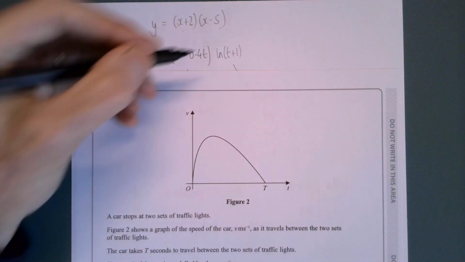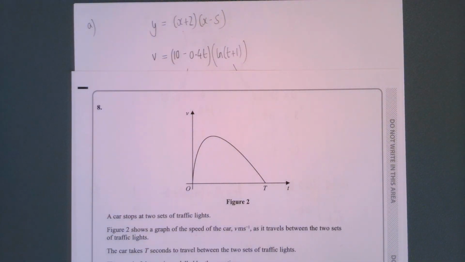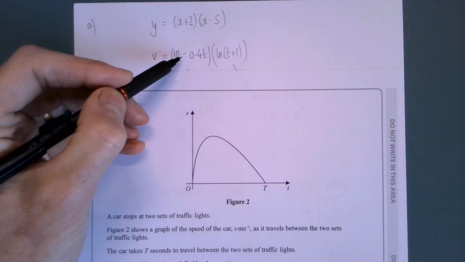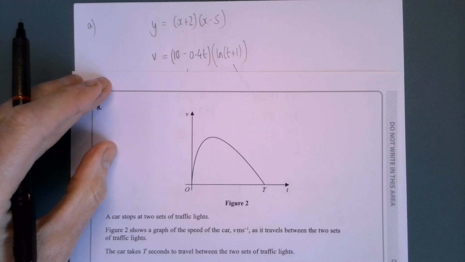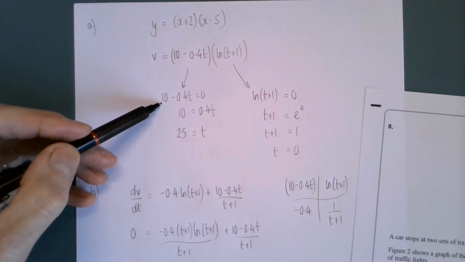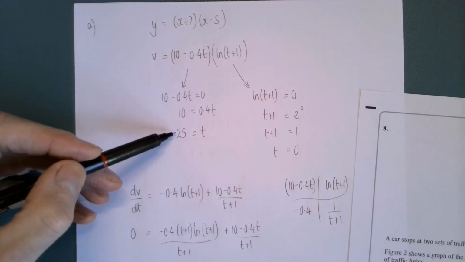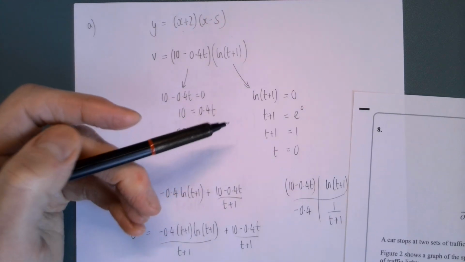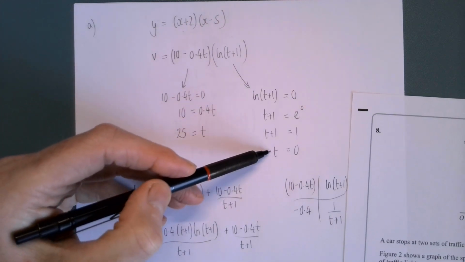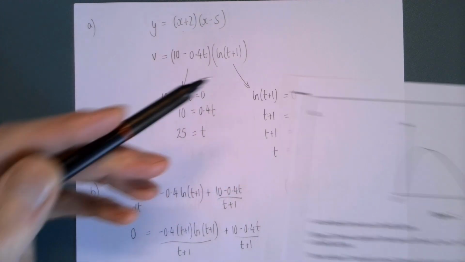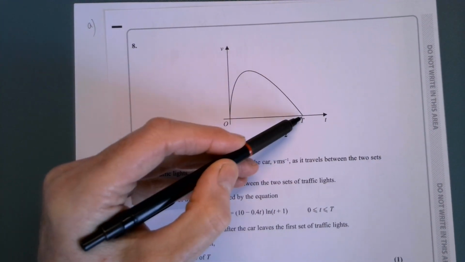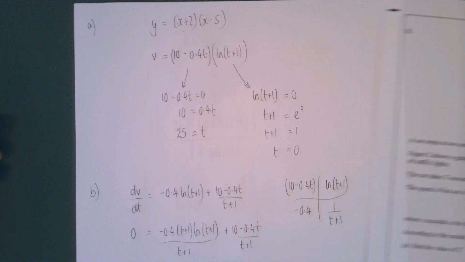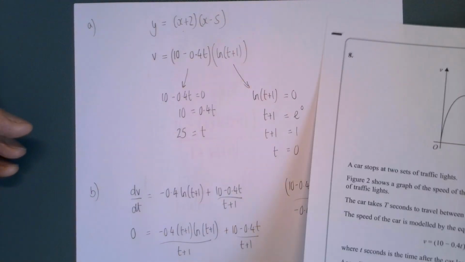We've effectively got two brackets here. So I'm going to ask, when does that equal 0 and when does that equal 0? When does that equal 0? Well, that's when t is 25. When does that equal 0? I e to both sides and t is 0. Well, I already knew that one, didn't I? Because it's already 0 there. So that means that t must be 25. Okay, that's the first part.